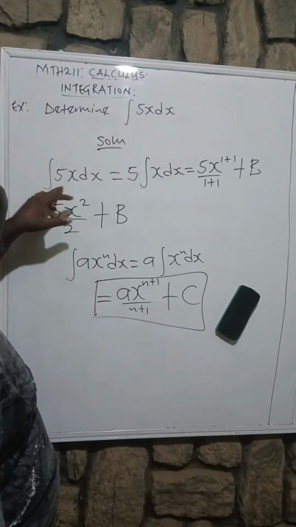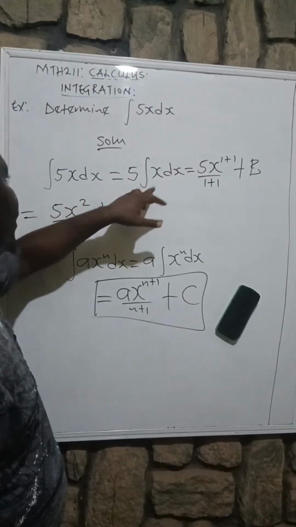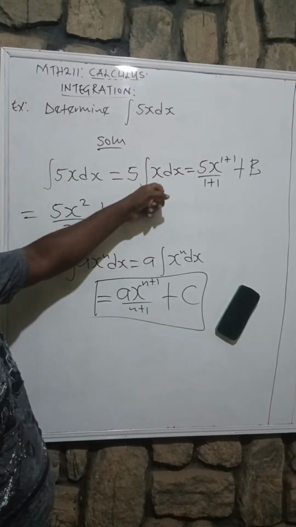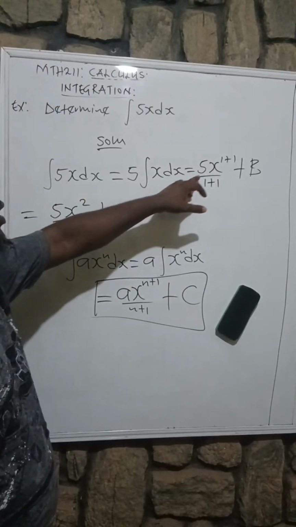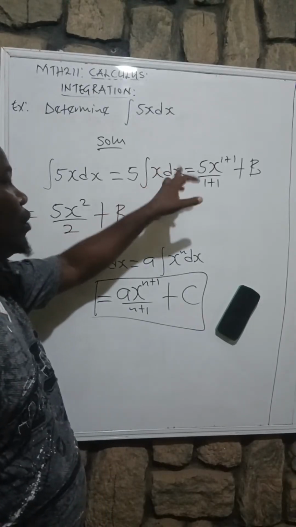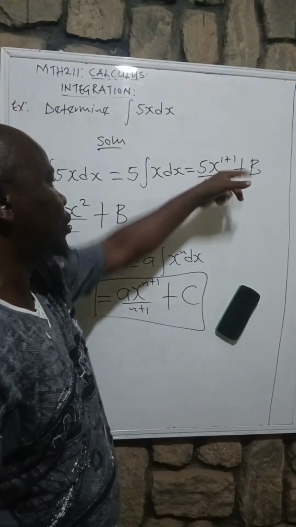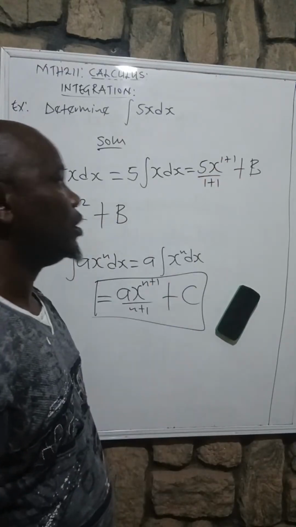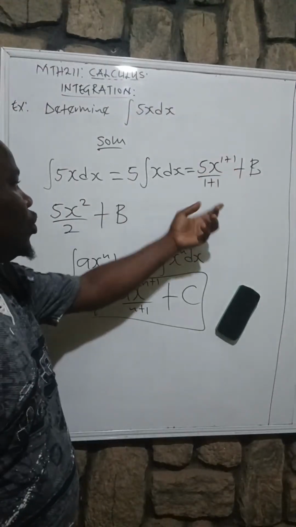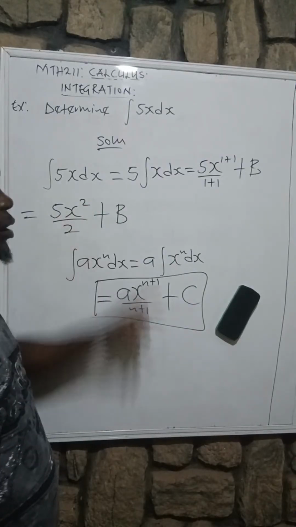So our integral of 5x dx equals 5 times the integral of x dx, where we have an invisible 1 as the power n. So we get 5x raised to the power of 1 plus 1, all over 1 plus 1, plus the constant. Then 1 plus 1 is 2, so we have 5x squared all over 2 plus k.